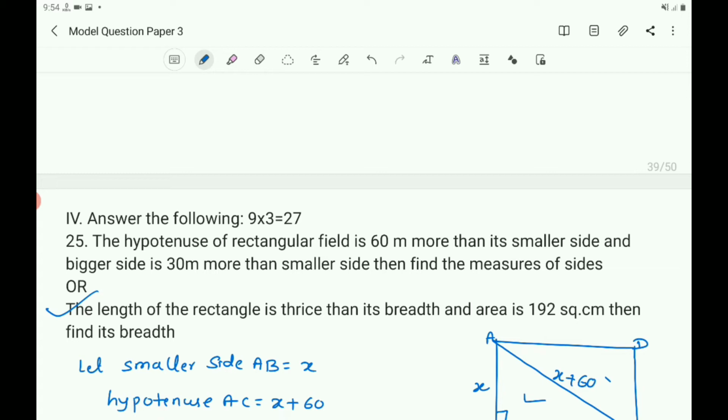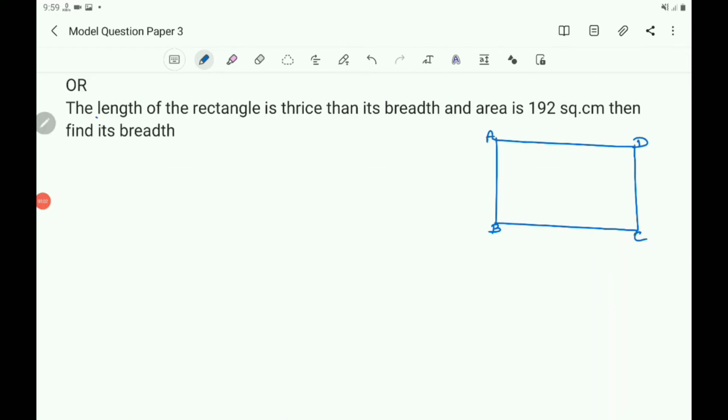Again here let us have the rough sketch. It is given that the length of the rectangle is thrice its breadth. So let us take its breadth is x, then its length becomes thrice of x, that is 3x. Then the area of the rectangle is given, that is 192 square centimeter. So let B equals x, then L equals 3x. Then what is given? Area is given. So write area A equals 192 square centimeter.